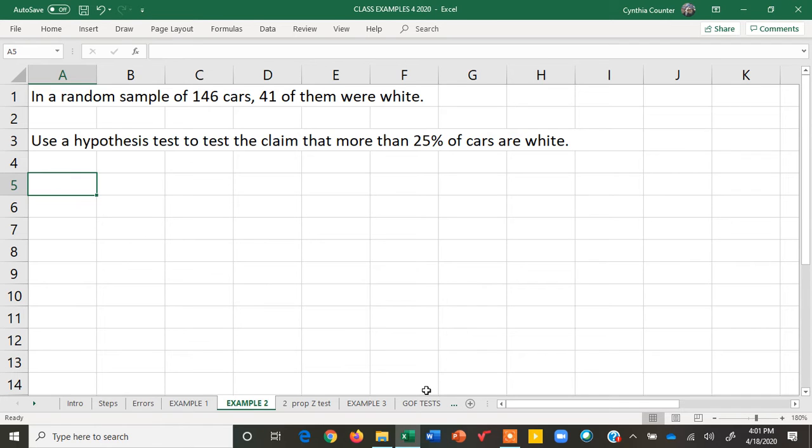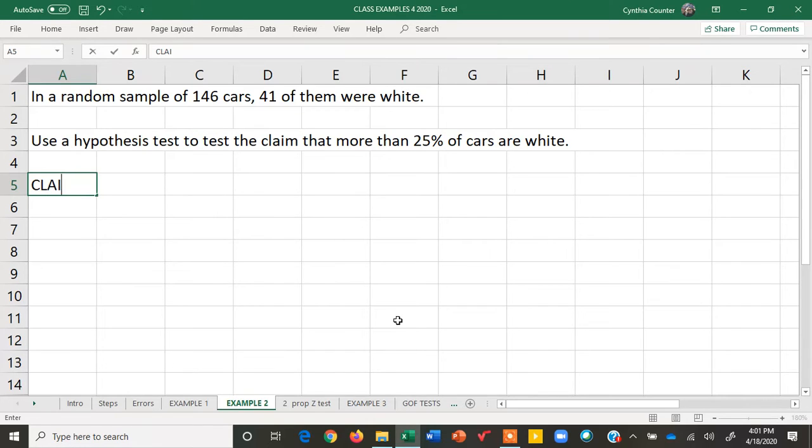Hello. In this video, we are going to look at hypothesis tests for proportions, but this time with the claim that is "more than," so that it becomes a right-tailed test. So here we have a random sample of 146 cars where 41 of them are white. And we want to use a hypothesis test to test the claim that more than 25% of cars are white.